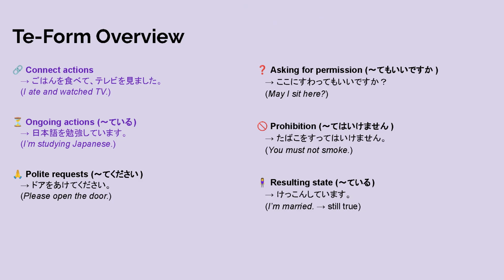So we did the basics of te form in the beginning, like for last lesson. We just did how to make te form, connecting actions, and ongoing actions. Those are probably the main 2 that you're really going to see the most. So yeah, connection of actions and ongoing actions. The te iru and like tabete and then mimashita here. Yeah, those are the big ones that you're going to see the most.